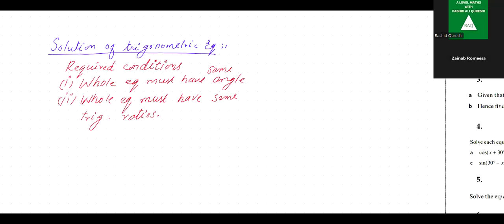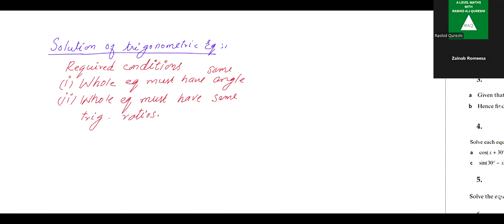The first one is when we have to solve a given trigonometric equation, we must have the same angle, and the second condition is that the whole equation must be with the same trigonometric ratio. What is the meaning of this one? I will explain over here. If we have angle x on one trigonometric ratio, then the whole trigonometric ratios must be with angle x. I will explain this one.